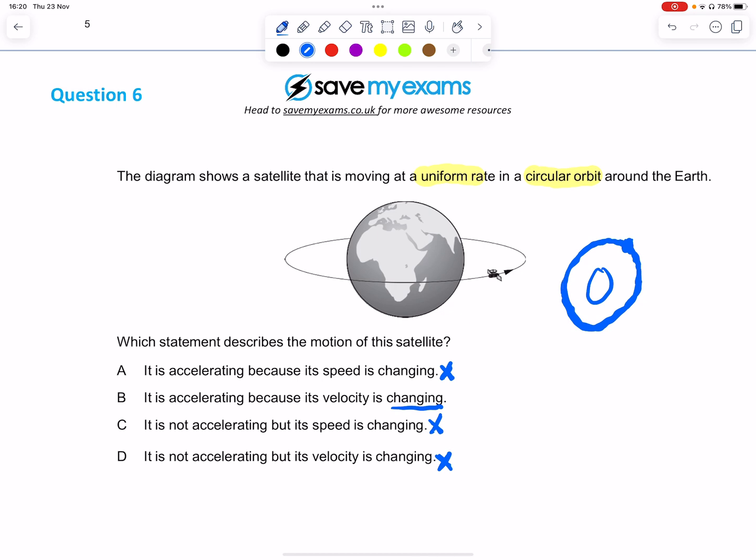And if you go back to the definition of velocity, velocity is speed in a particular direction. So even if the speed remains constant but the direction changes, we say that the velocity changes. And acceleration is defined as the rate of change of velocity. And we can only say acceleration increases or decreases if the velocity increases or decreases. Therefore, option B is correct.